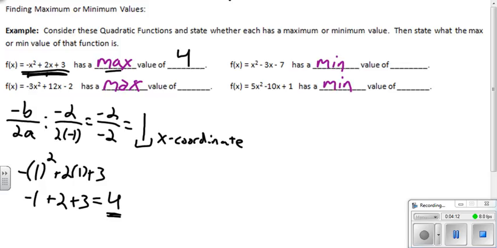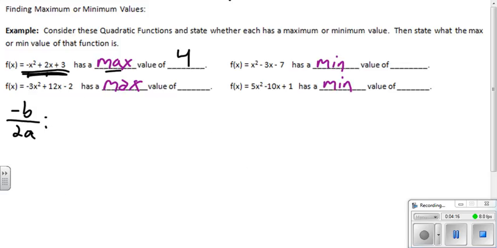Now that we know how to do that, I want to go through these other ones fairly quickly. So again, looking at this one, our b is 12, so we have negative 12 over 2 times a, which is negative 3, so negative 6. Negative 12 over negative 6 is 2. So this is our x coordinate. Plug 2 back in.